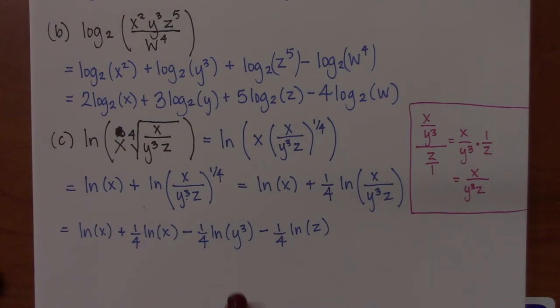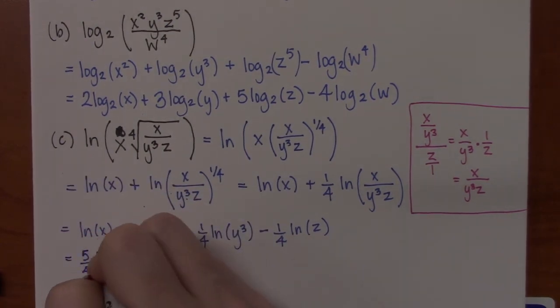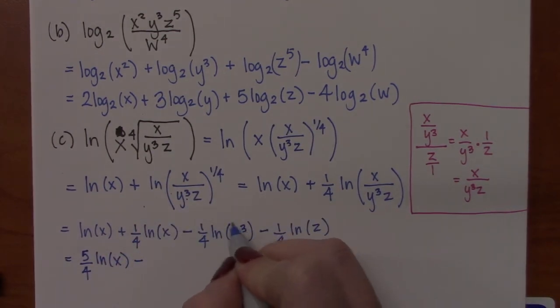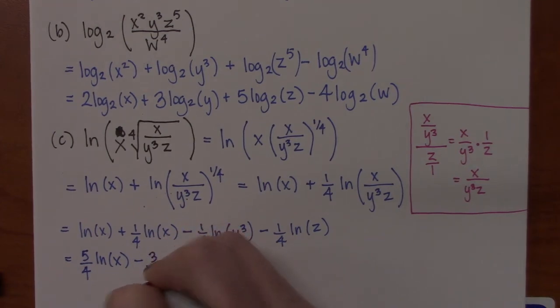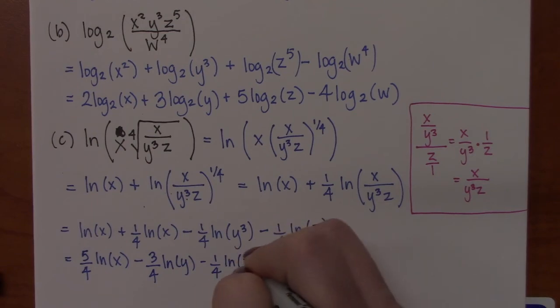So I'm kind of done here, right? I've got an exponent I need to pull out, but notice here I have 2 terms of natural log of x. I need to combine those together. So what's 1 plus 1/4? 5/4. Get a fraction. Yeah, no mixed fractions. So 1 and it's 5/4. So we can say, well, this is 5/4 the natural log of x minus 3/4, because I'm bringing this 3 down front, natural log of y minus 1/4 natural log of z.